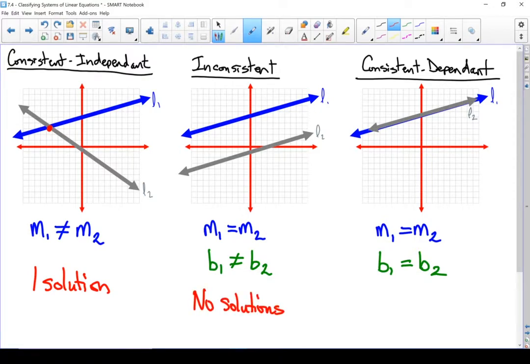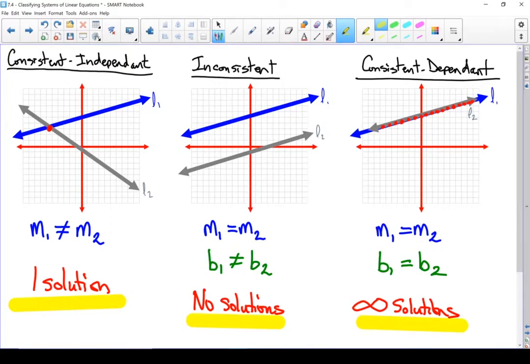And when we look at the consistent dependent system, there's a solution right there, and right there, and right there, and all the places in between, too. Because those two lines are laid over top of each other, there's an infinite number of solutions for that system. And that's the key to what most of these questions are going to ask. They want to know, how many solutions are there in your system? You can predict how many solutions there's going to be.